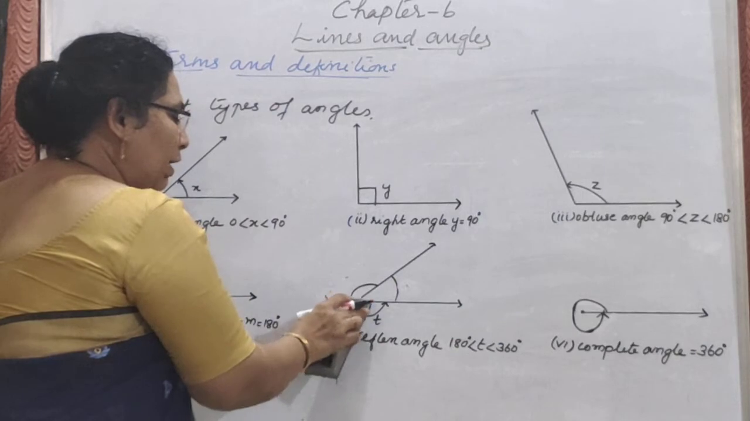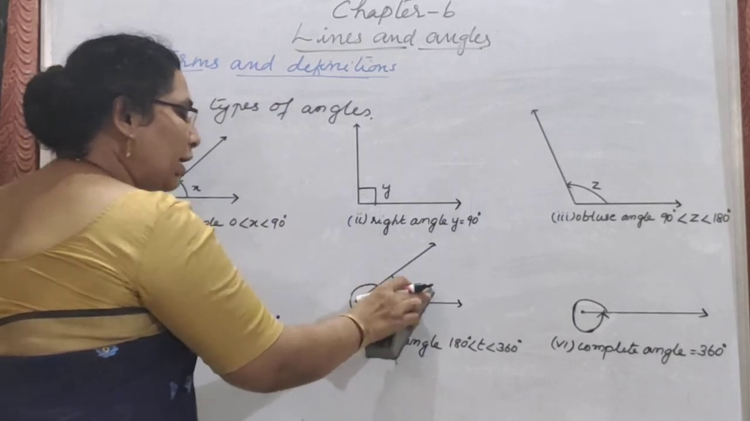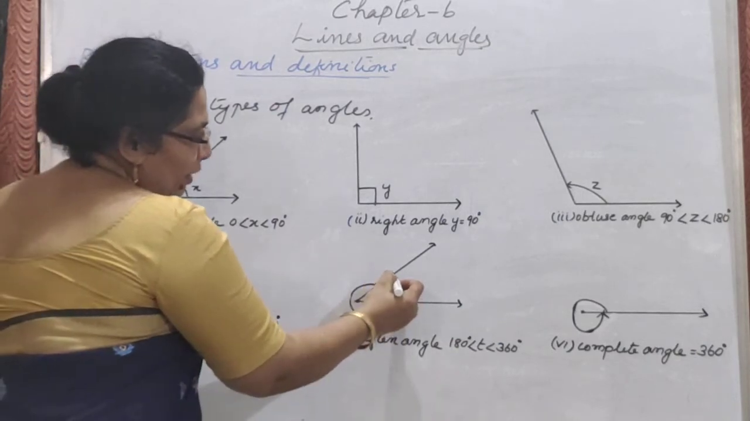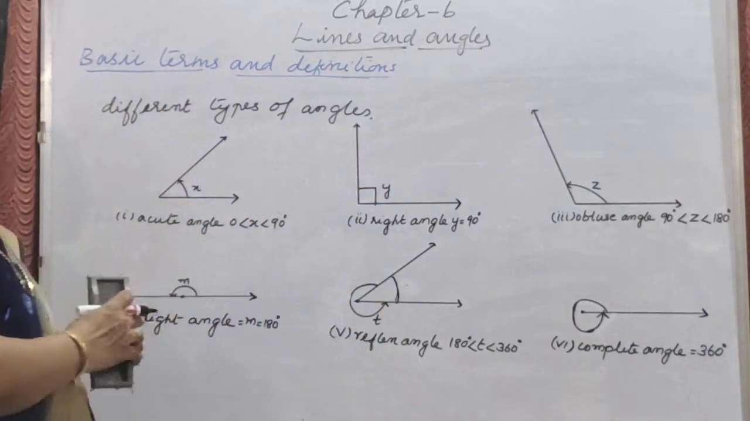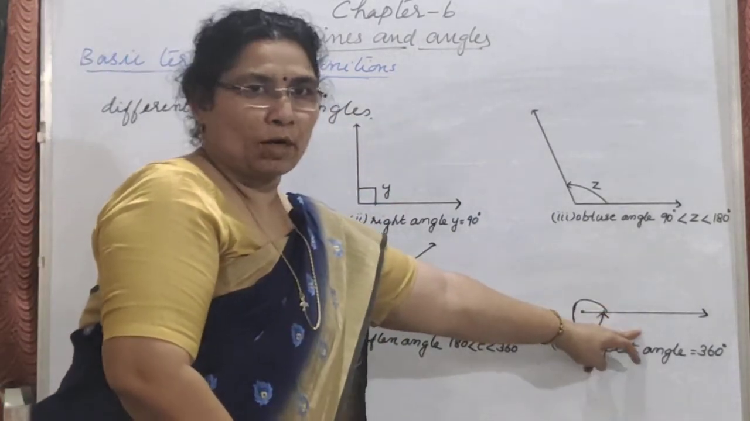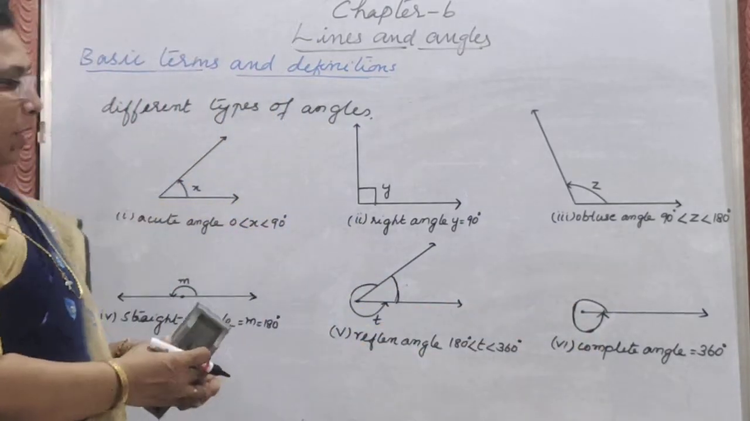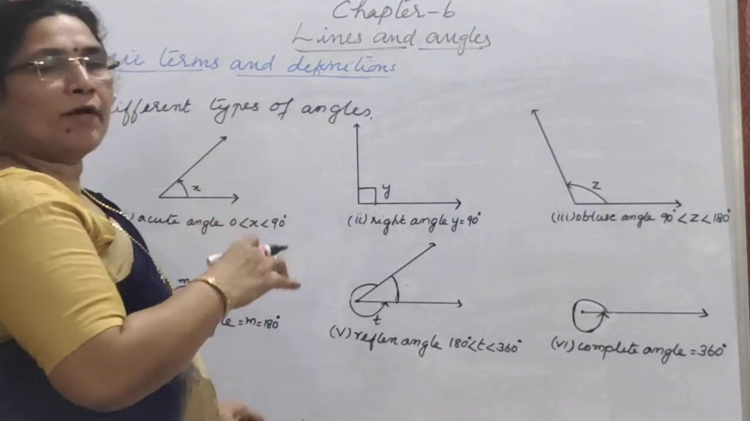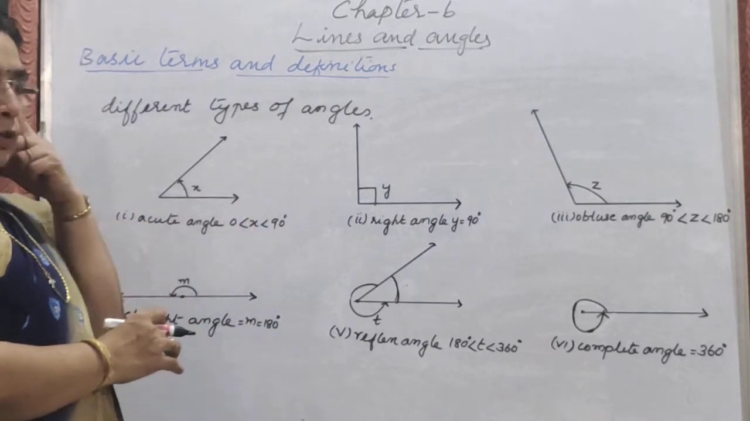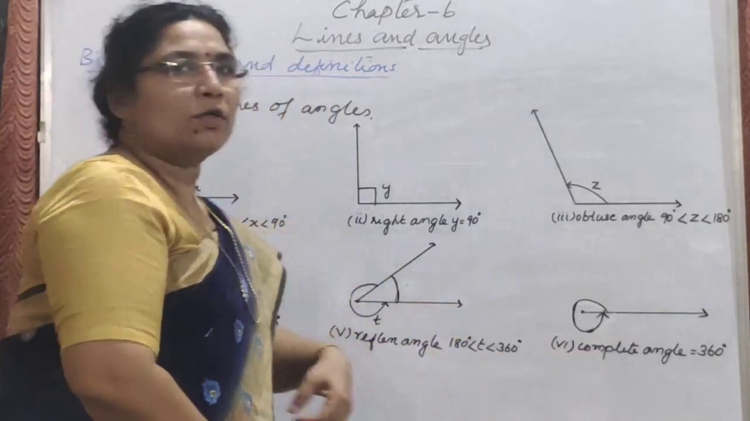And the complete angle, we know that the initial line and the final terminating line will become the same. So it will be a complete angle. It is a single dot only, because the initial ray and the final ray coincide together. So the total angle is equal to 360 degrees.